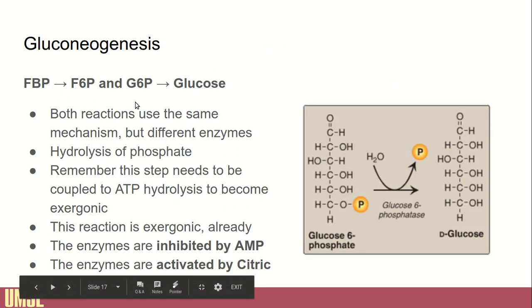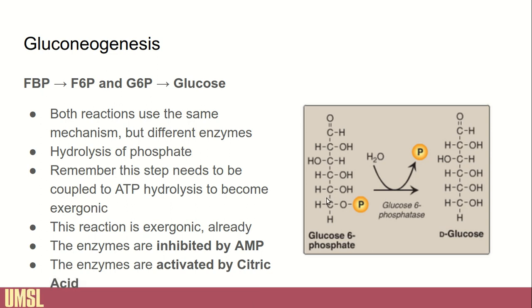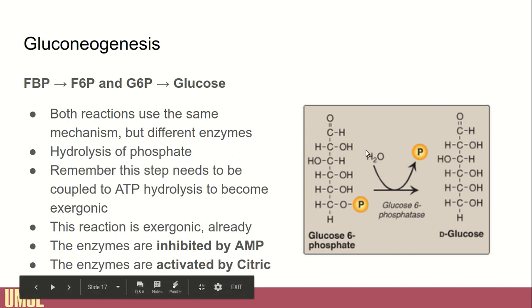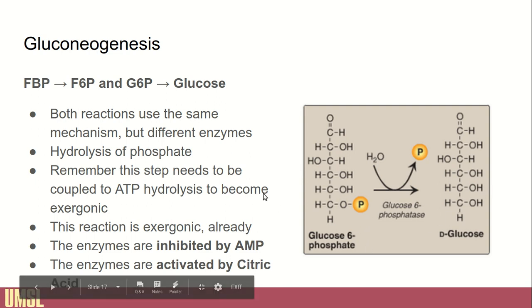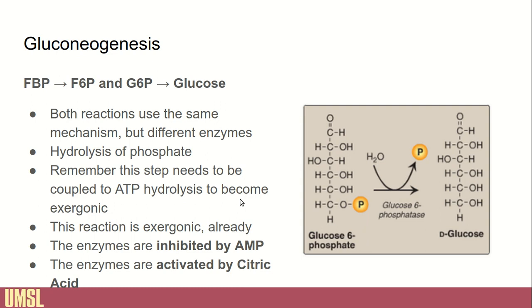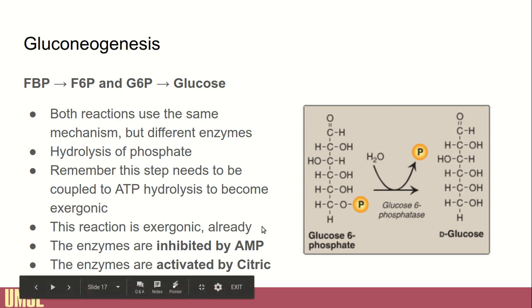Similarly, we can make fructose bisphosphate into fructose 6-phosphate, and glucose 6-phosphate into glucose. Both reactions use the same mechanism but different enzymes. I'm showing here glucose 6-phosphatase, a hydrolase. It's hydrolyzing off this phosphate group to produce glucose. Remember that in the oxidative direction this step needs to be coupled to ATP hydrolysis to become exergonic, but this reverse direction is actually fairly energetically favorable. So this reaction is exergonic already.